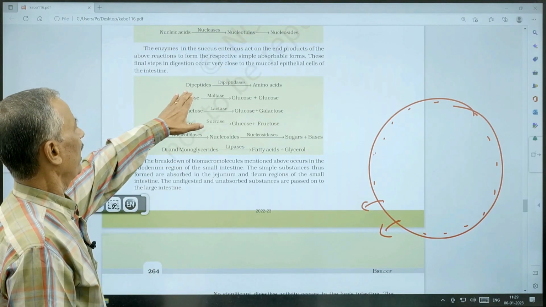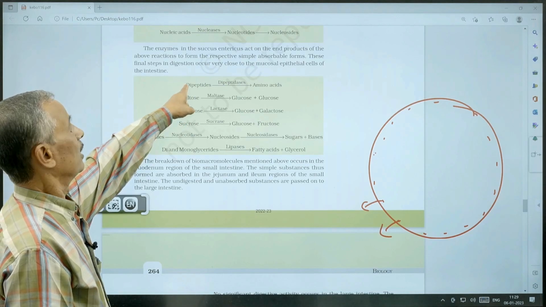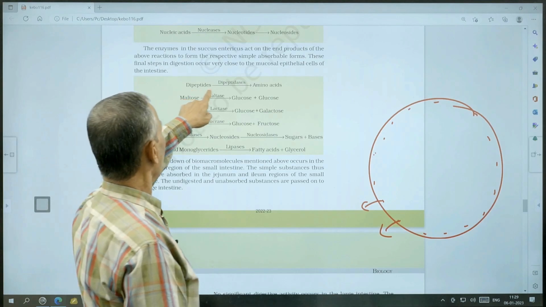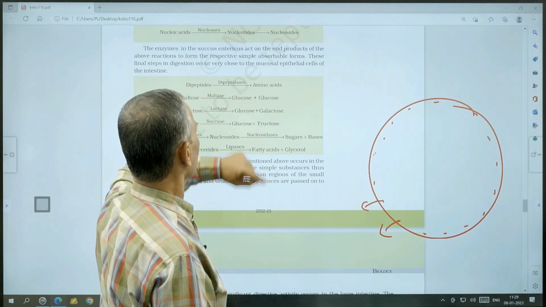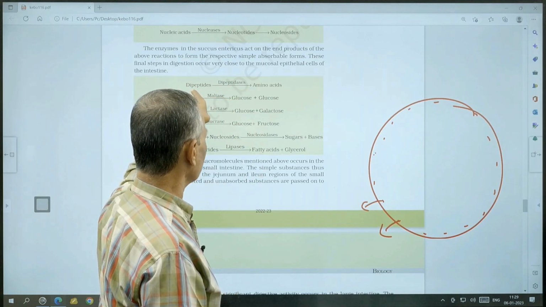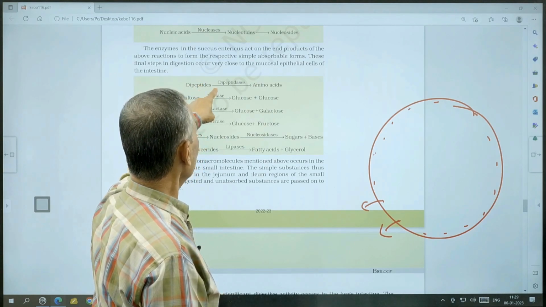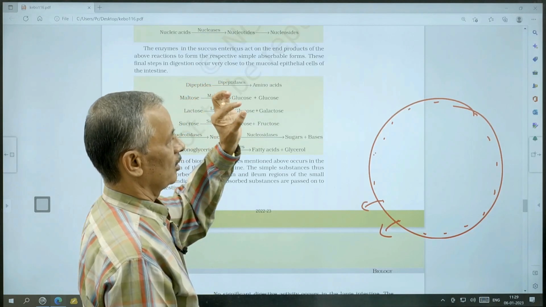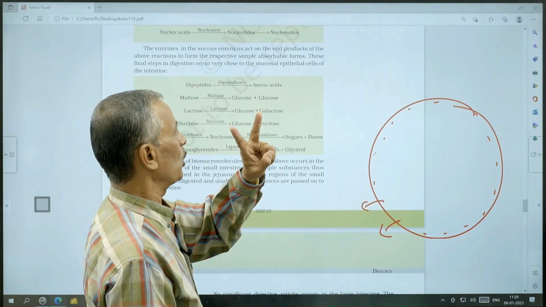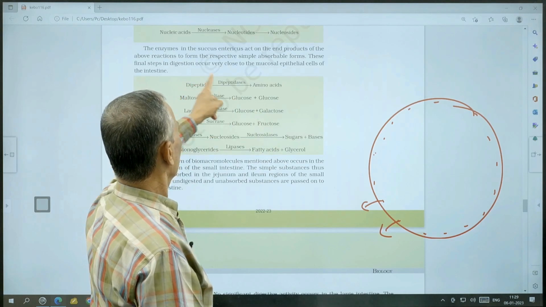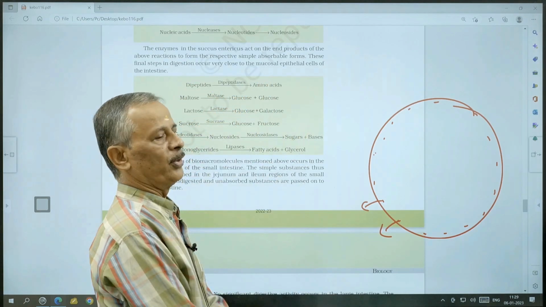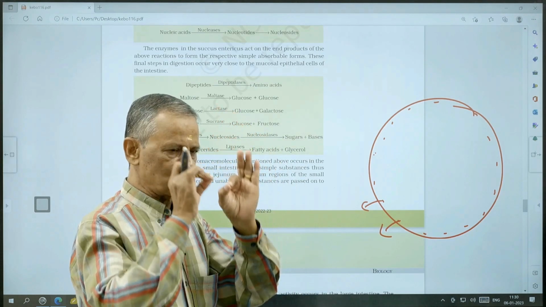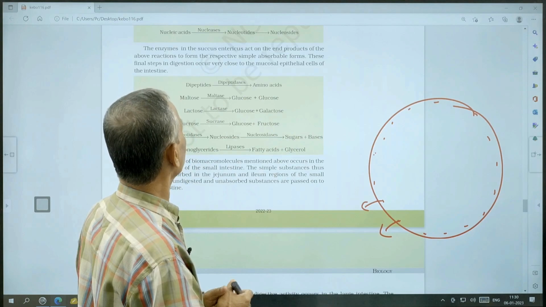It has intestinal proteases, called dipeptidases. They act on dipeptides. What is a dipeptide? A small molecule having two amino acids connected together. Then they are all broken down into amino acids. Thereby, proteins are converted to the smallest unit, called amino acids.